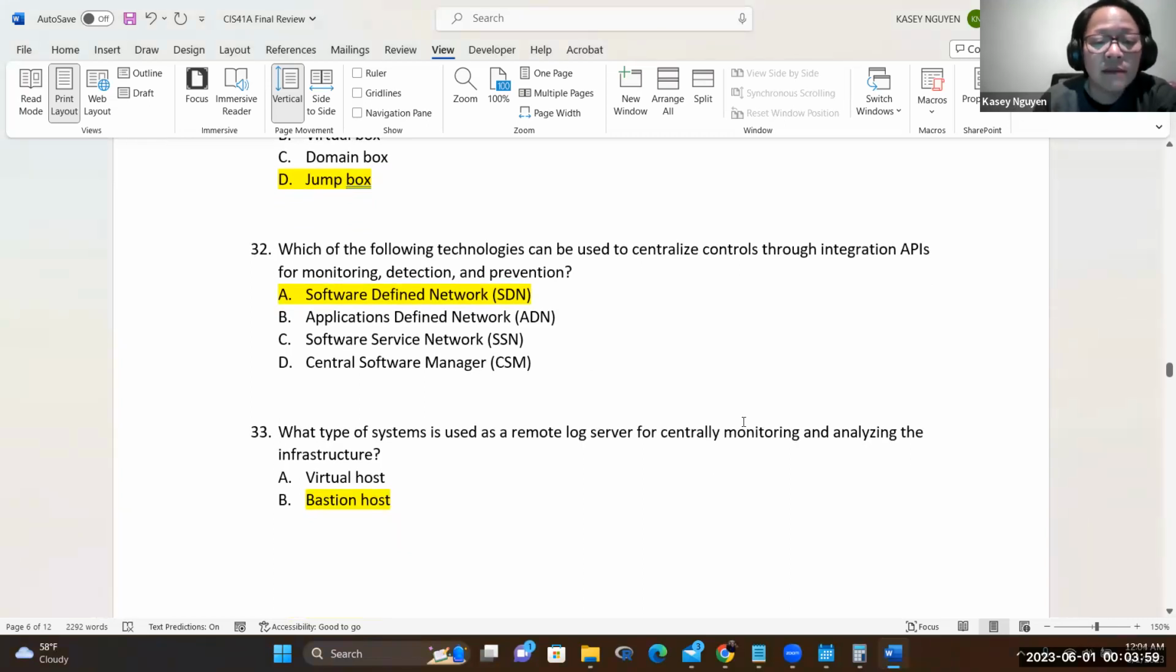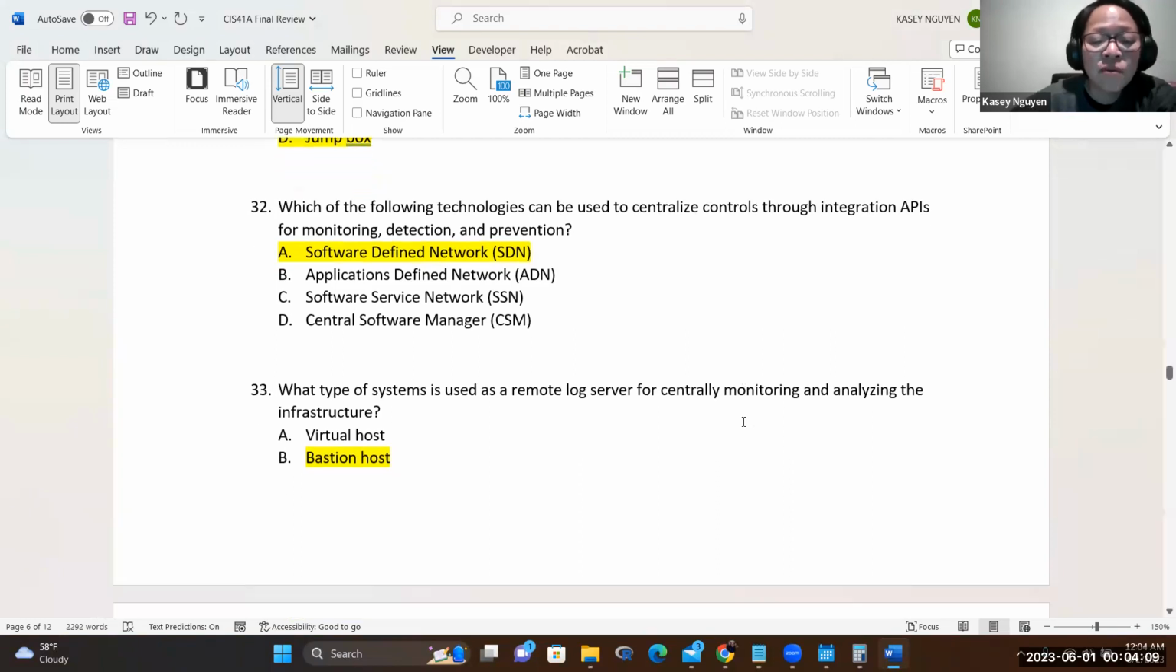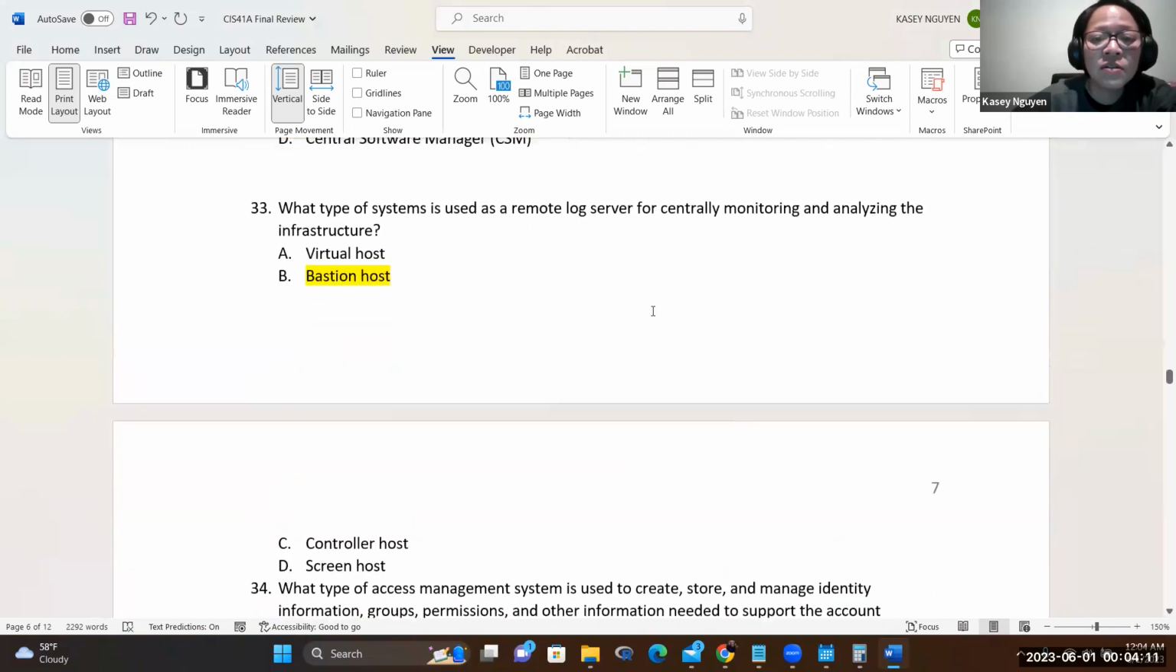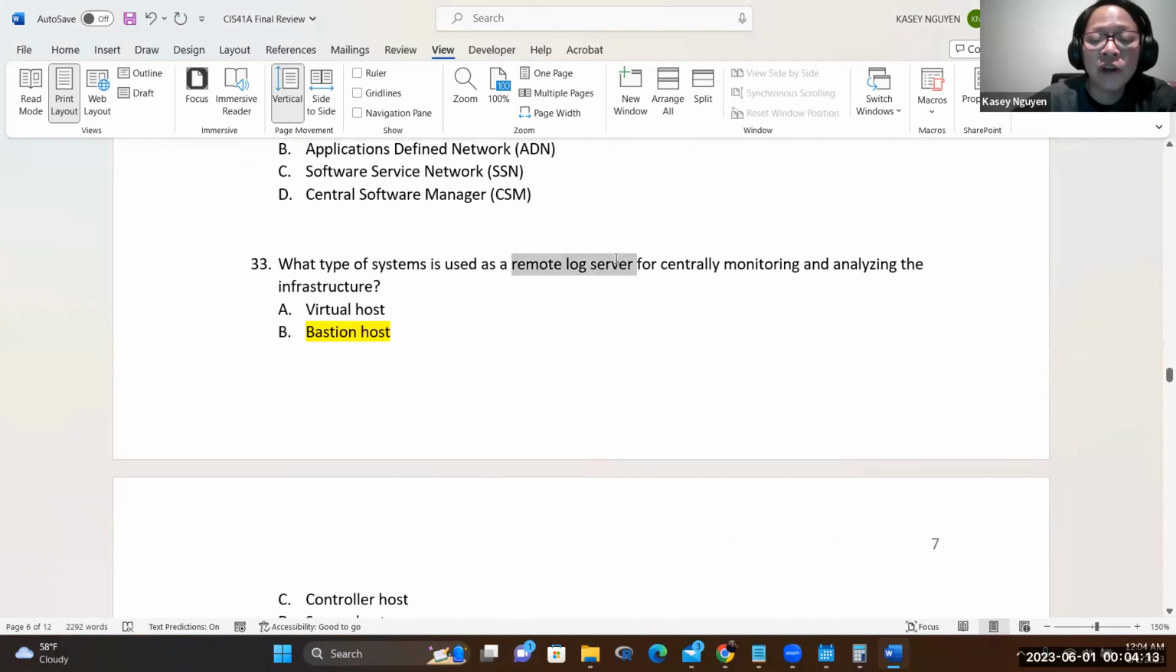Number 33, what type of system is used as a remote log server for centrally monitoring and analyzing the infrastructure? That is your bastion host. A bastion host is used as a remote log server.